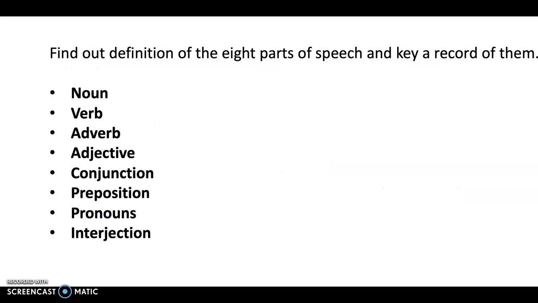I'd like you to jot these down on a piece of paper and find out the definitions of these so you can keep a record of them in your notebook, and so you'll be able to refer back to them throughout the course when you're analysing texts, and also for your revision. We'll be going through the definitions now in the next slide.